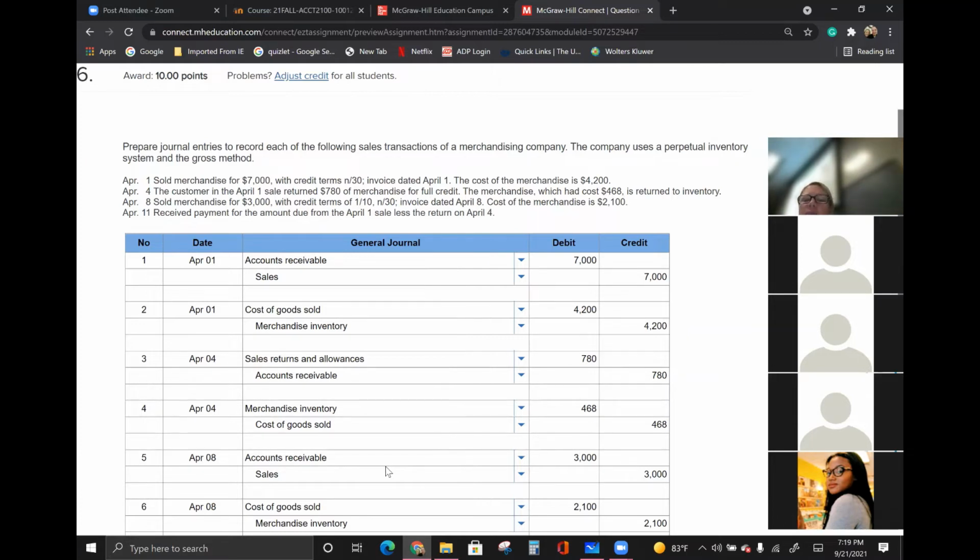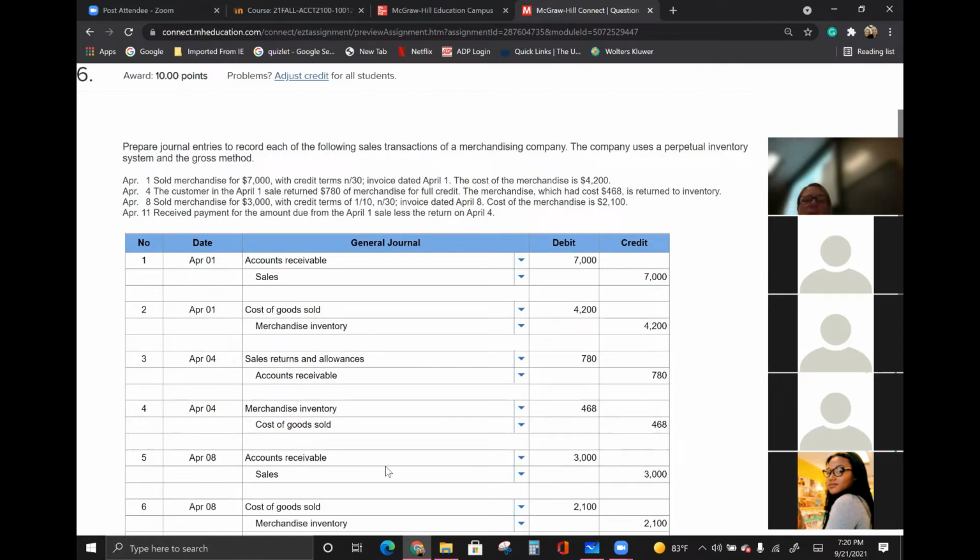$7,000. It was $7,000. They returned how much? $780. So the net is $62.20 is what they owe me. They have no discount. Their terms were net 30. So how much cash am I getting? The whole thing, right?